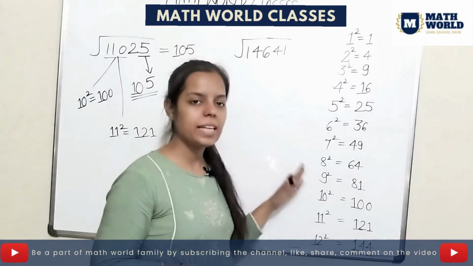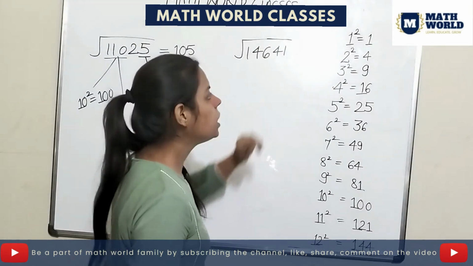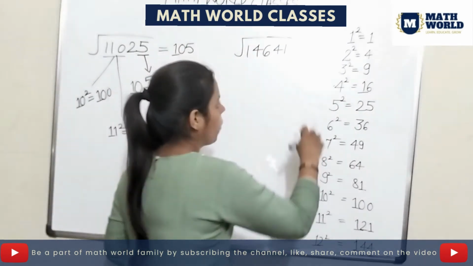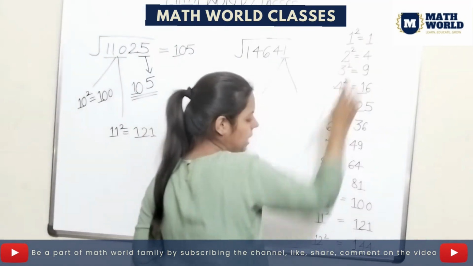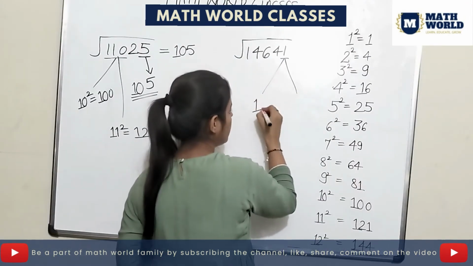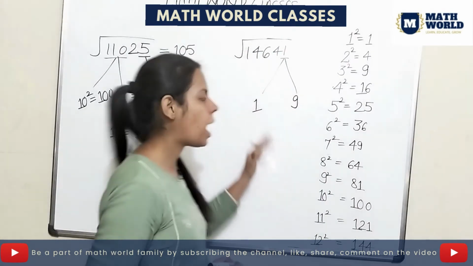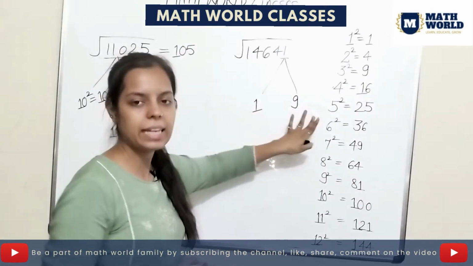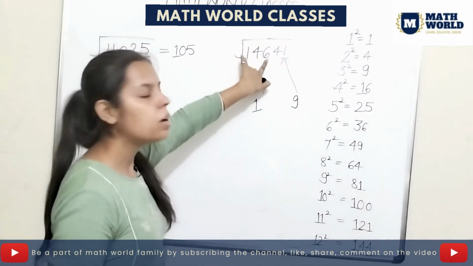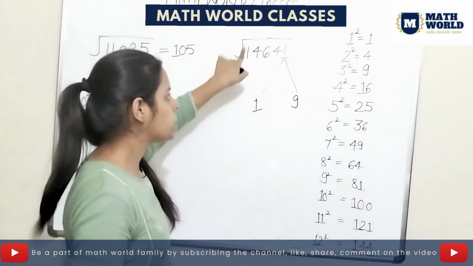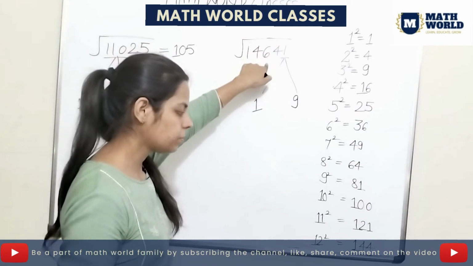So moving toward the next sum, we have 1 on the unit place. For this purpose we have 2 options. 1 square is 1 and 9 square is 81. Both of them have 1 on the unit place. So I have 2 numbers here, 1 and 9. Next is to leave the second number and go to the first 3 digits we have, that is 146.